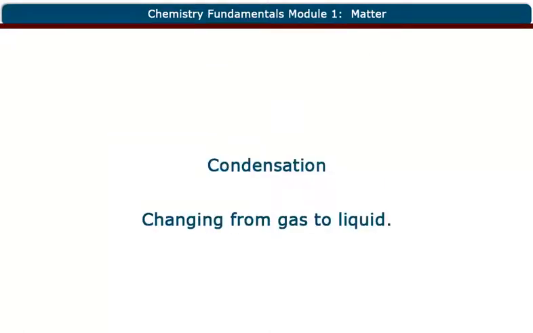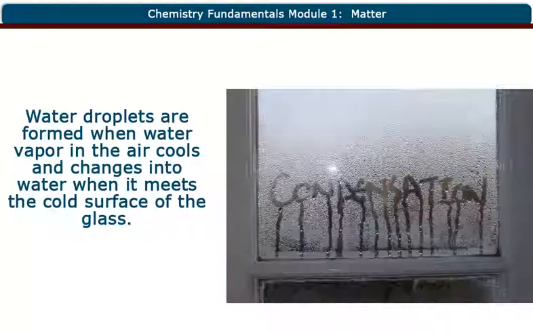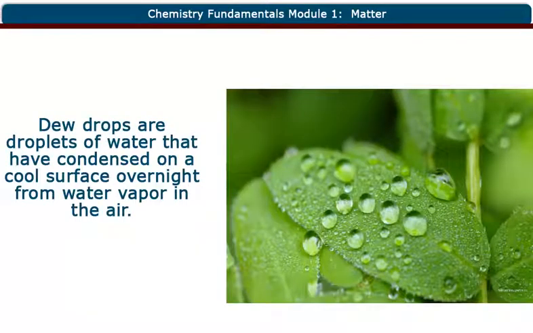Condensation is changing from a gas to a liquid. Water droplets are formed when water vapor in the air cools and changes into water when it meets the cold surface of the glass. Dew drops are droplets of water that have condensed on a cool surface overnight from water vapor in the air.